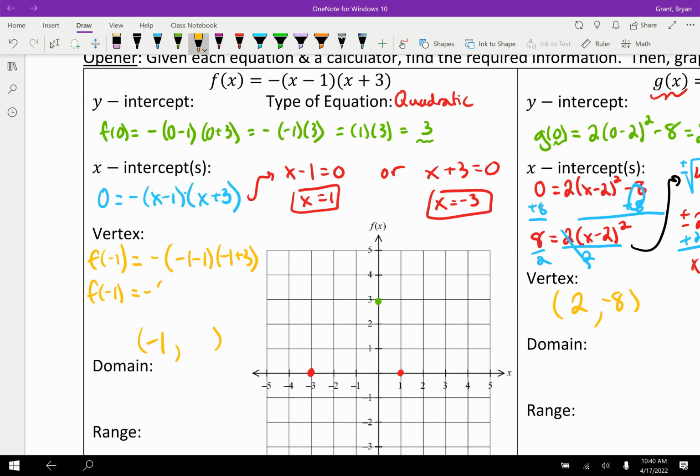It's part of the problem. So we get negative 2 times positive 2. And hopefully we can see here that this becomes a positive 2. And then we get 2 times 2, which is positive 4. Negative 1, comma 4.